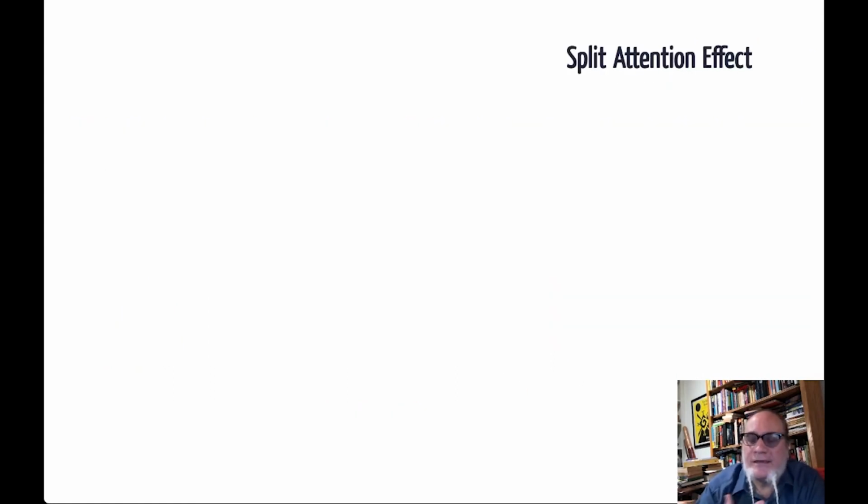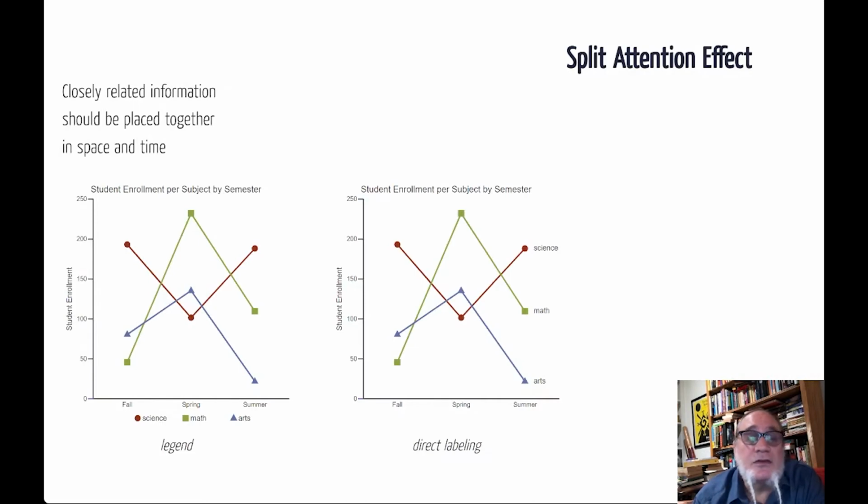Another effect studied in cognitive load theory is the split attention effect. This is really directly related to charts. In fact, they did specific studies with charts. The idea is that closely related information should be placed together in time and space. Here we have an example of a legend versus direct labeling.